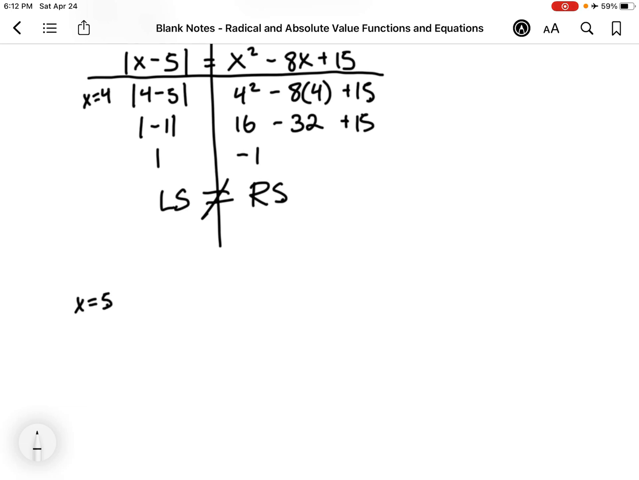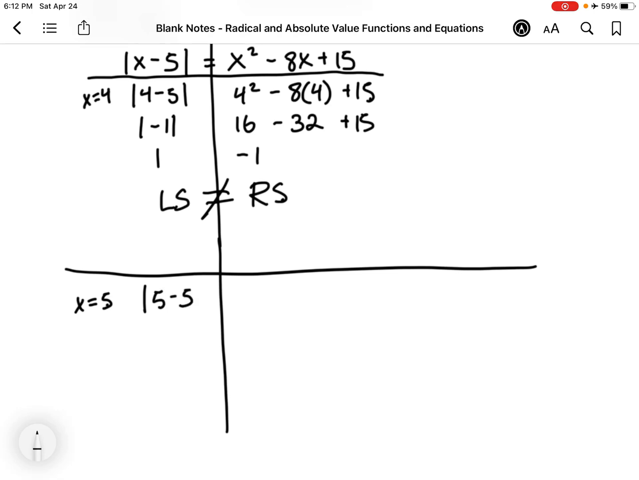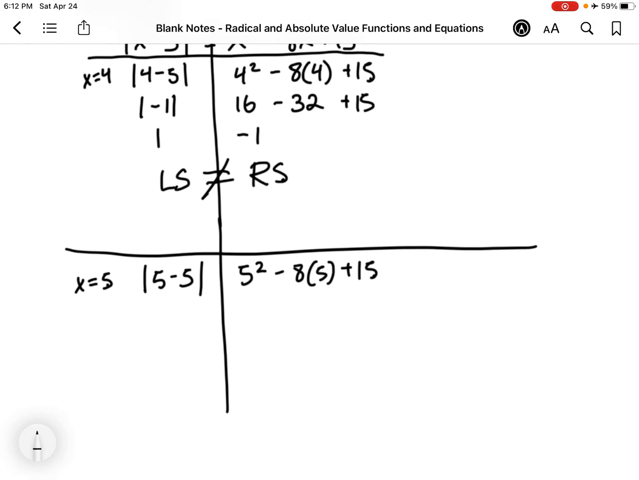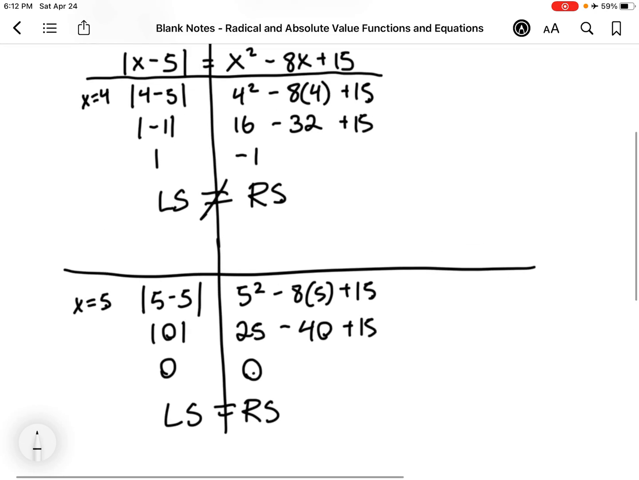x equals 5. Okay, so if I plug in x equals 5, I'm going to get the absolute value of 5 minus 5 on the left, and on the right I'm going to get 5 squared minus 8 times 5 plus 15. And that gives me, on the left, 5 minus 5 is 0. So absolute value of 0 is 0. And on the right, I have 25 minus 40 plus 15. And 25 minus 40 plus 15 is also 0. So here we do get that the left side equals the right side. So x equals 5 is a valid solution.